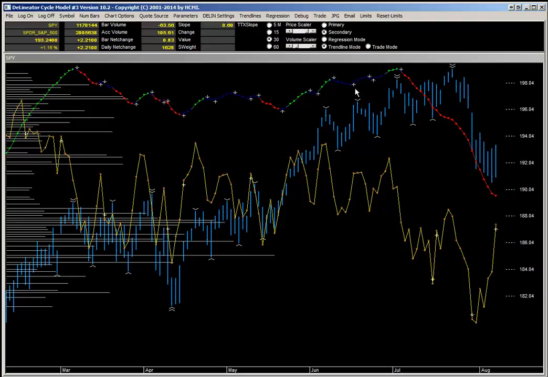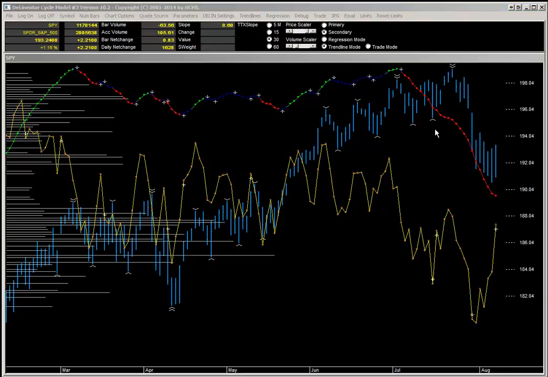And again, the arrows are slope changes. They're not buy or sell signals. The yellow line here is the slope line as it is in the primary, but it's the slope of the secondary, and our chevrons are as they are on the primary. They identify support and resistance.